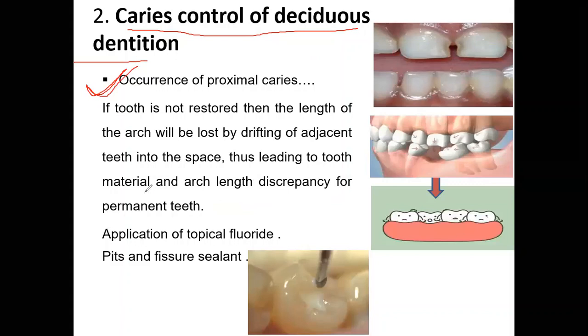Number two, after the treatment of this, we need to see what other caries are present. For example, the child may need pit and fissure sealant in the posterior region, or maybe the child has more caries, so we need to give topical fluoride application to the child. So all this comes under caries control.